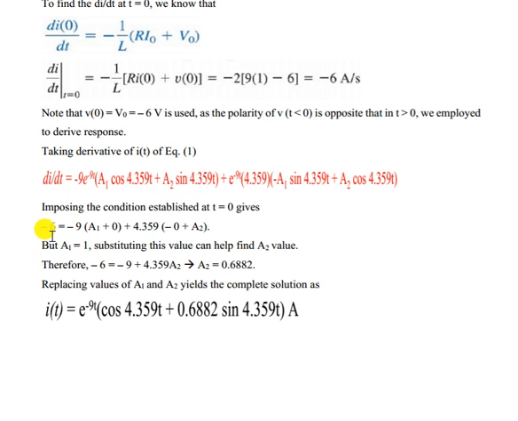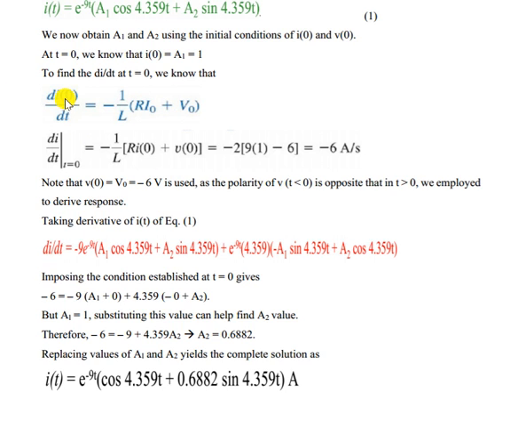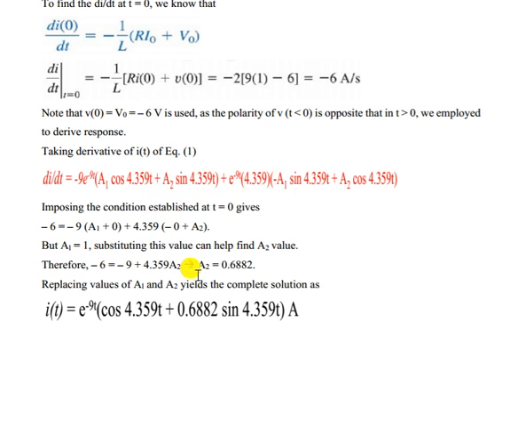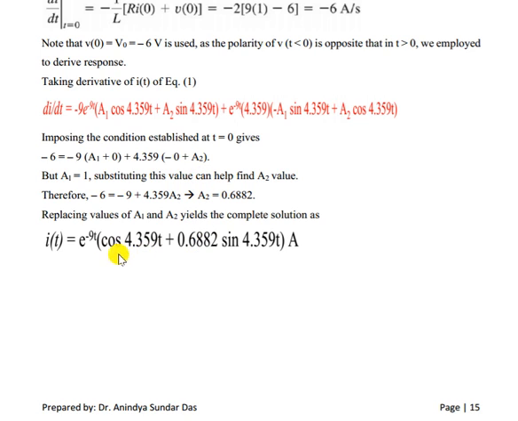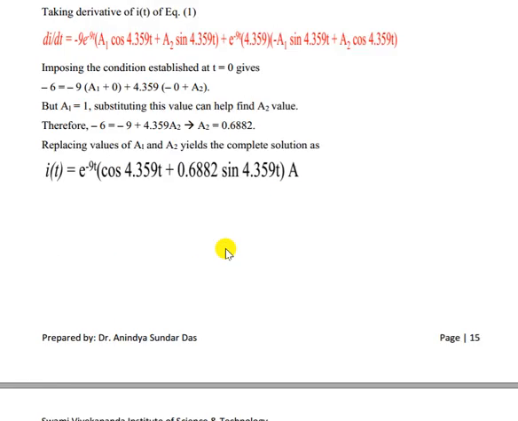So minus 6 is here, and now if you solve this one, the sine term becomes 0. The cos term, that is a1 plus 0, and this term is coming after the derivative, and a2 times cosine 0 is 1. We know the value of a1, so we can put the a1 value, and we got the value of a2. Once you have the values of a1 and a2, we can put them in that equation. a1 is 1, a2 is 0.688. So this is the response.